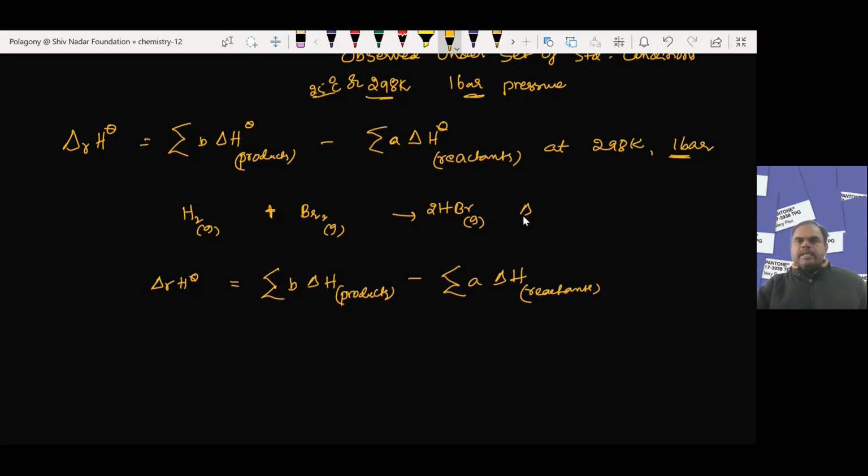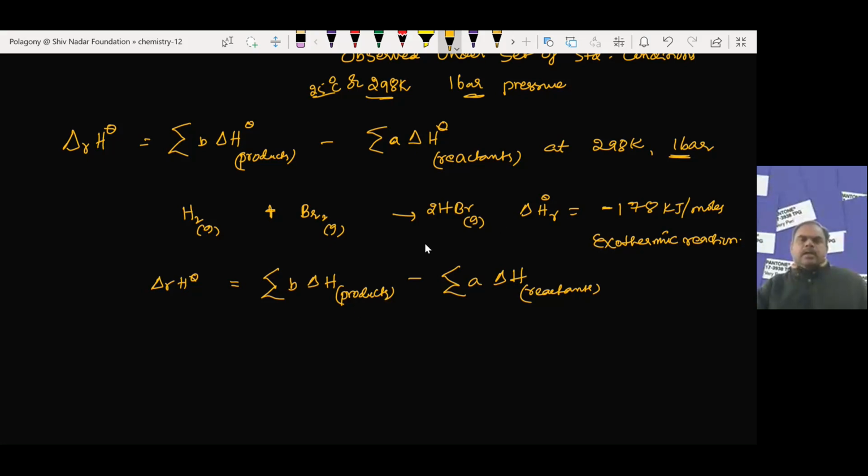So here the delta H value of the reaction will be minus 178 kilojoules per mole. The minus sign indicates that energy is released during this chemical reaction. The standard enthalpy of reaction for this HBr formation indicates an exothermic reaction. When the enthalpy change is negative, we say it is exothermic.